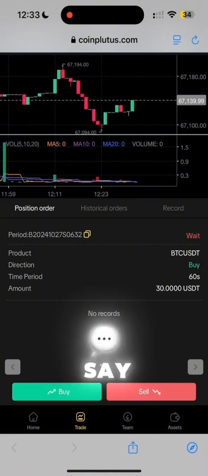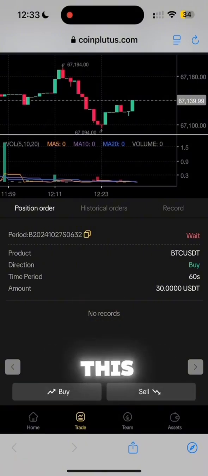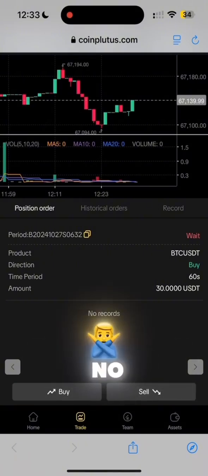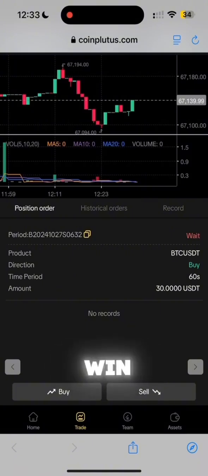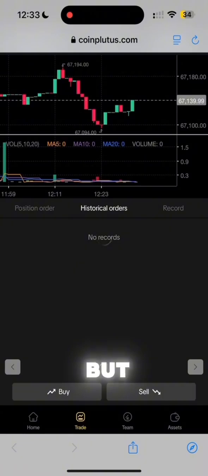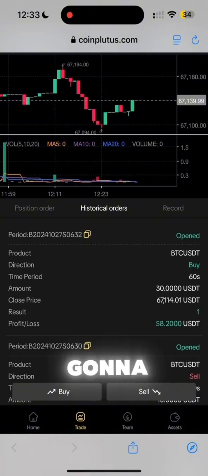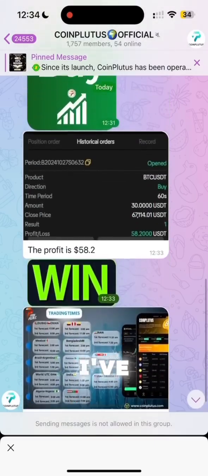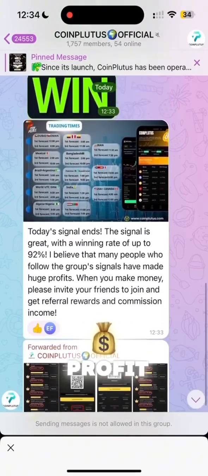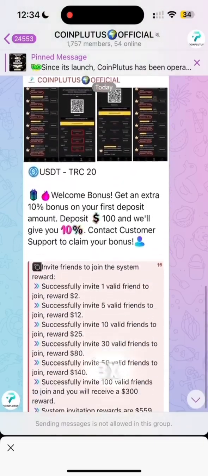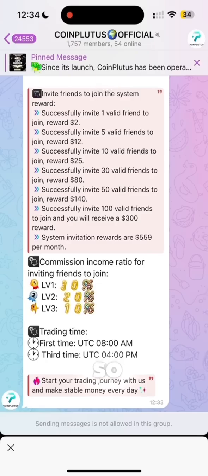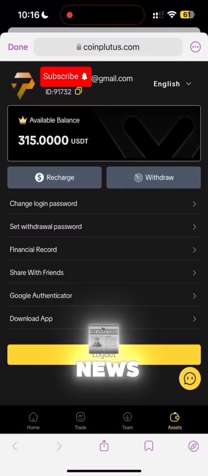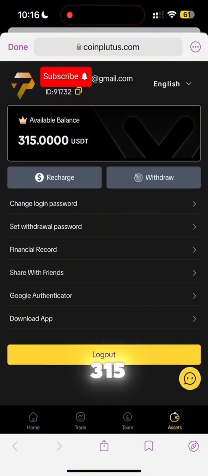I cannot say that every system, or this system, is a guaranteed win-win-win. No. On some you're going to win, on some you're going to lose, but at the end of it you're gonna get more. So in total I've earned $58 profit from the 3x investment. So that's good news. My total right now is 315.